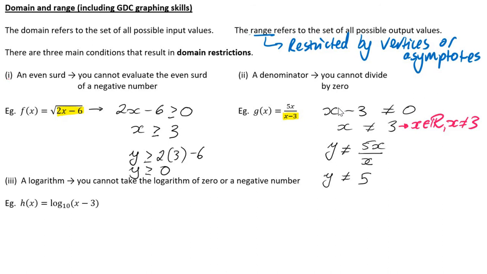The third domain restriction that we're interested in is if you have a logarithmic function. You cannot take the logarithm of 0 or a negative number, the implication being that the argument inside the logarithm has to be greater than 0. Not greater than or equal to, like for a square root function, but greater than. And so we end up with this.